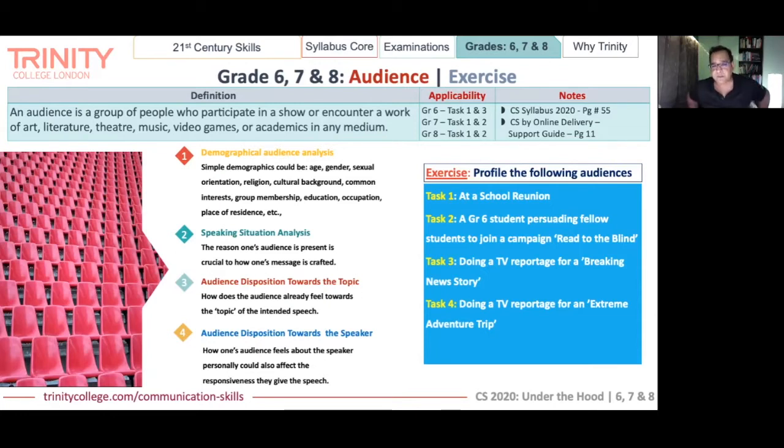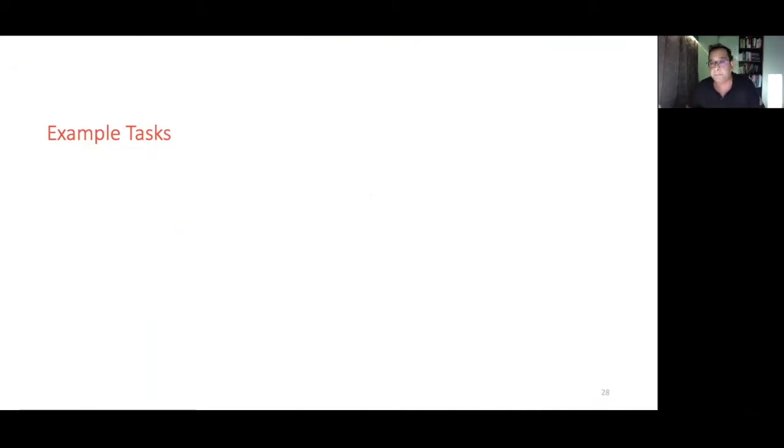If you look at the difference between task 3 and 4, both are doing TV reportages. One is doing it on a breaking news story, which would mean your audience is far more general. And if you're doing it for an extreme adventure trip, then quite possibly you're on a National Geographic or a channel which specializes in that. So this is how we would definitely profile audiences. And we are going to look at this again when we look at things like advertisements and so on and so forth. Now, which brings me to, let's look at what an example task is for a business plan.